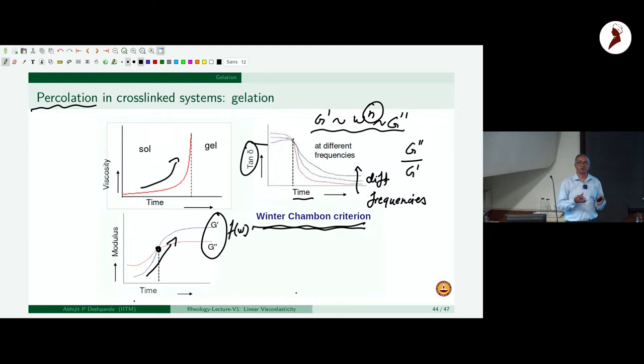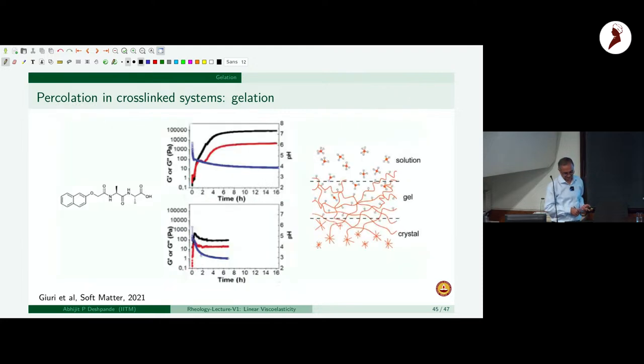the relaxation modulus is no longer an exponential but a power law in time also. So at the critical gel point, G of t is also t to the power minus n. So it's a power law dependence as opposed to an exponential as predicted by Maxwell. And so one can look at the type of fractal nature of the gel and all of that doing this analysis.